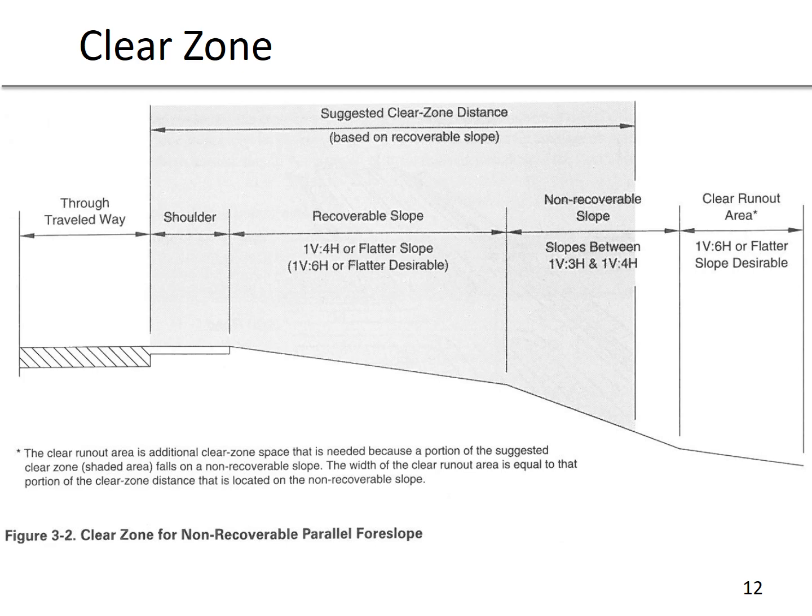We have a recoverable slope that's 1 to 4 or flatter, but then we encounter a non-recoverable slope, and that's a slope again between 1 to 3 and 1 to 4. And because we have this non-recoverable slope within our clear zone, we need to provide an additional clear runout area that is at least 10 feet, but needs to cover the amount of that clear zone distance that is interrupted by our non-recoverable slope.